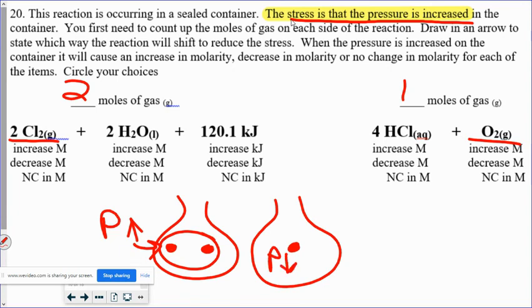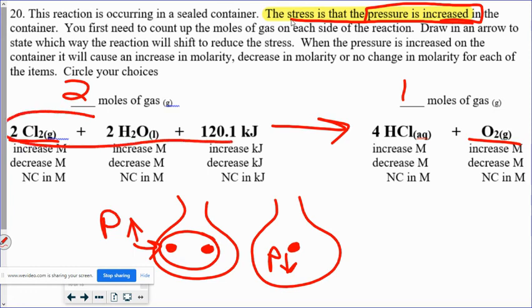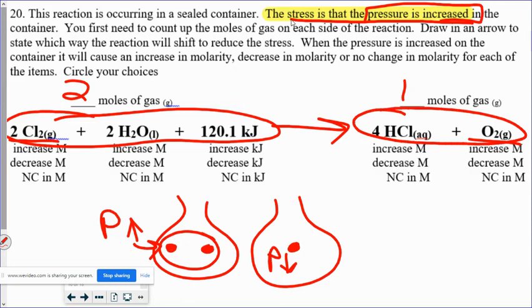So again, the stress is pressure is increased. So the reaction is going to shift this way to one gas molecule because there's less pressure there. So these items will react to make these products. So what happens to Cl2? Well, it's going to decrease because some of it's going to be used up.